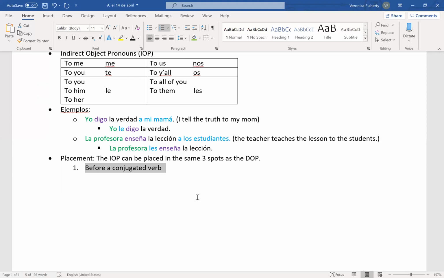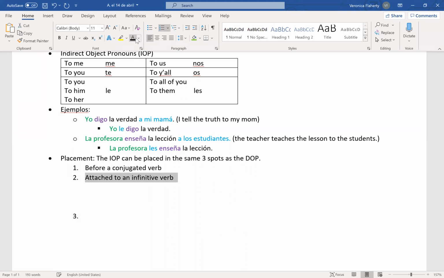Am I going too fast? No? No, you're good. Okay. So it goes right before a conjugated verb. Where else can it go? At the end of the gerund or infinitive verb. Yes, exactly. So it can either go at the end of the gerund or attached to the end of an infinitive verb.